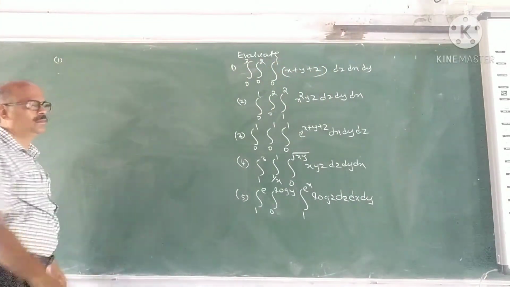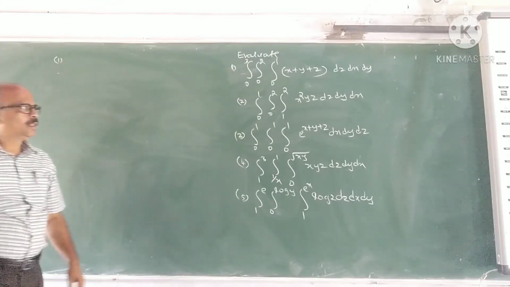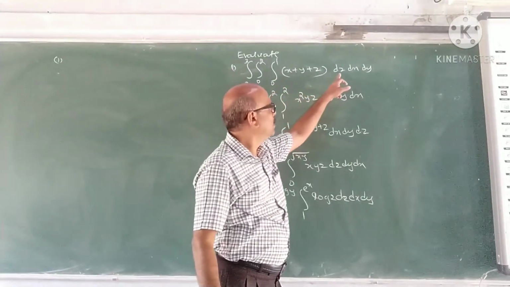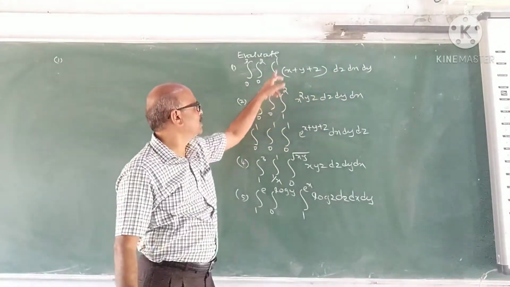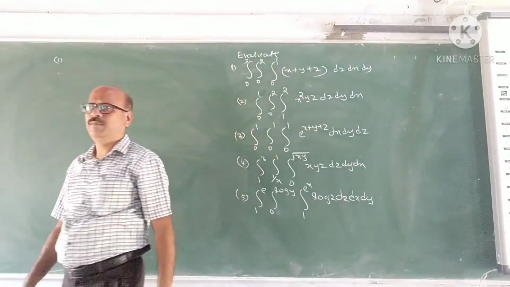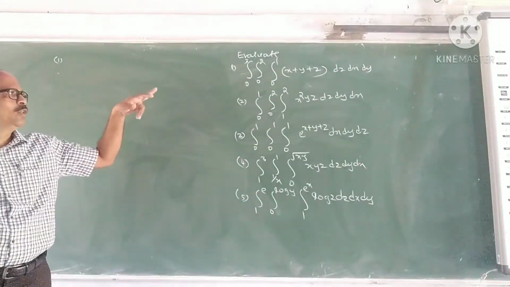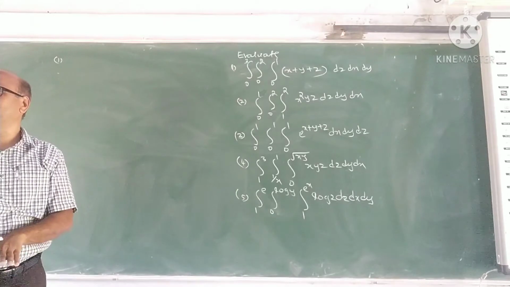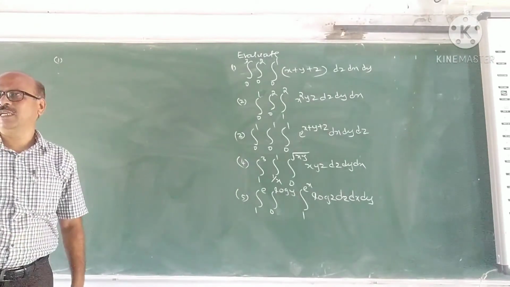First one. See the order of integration here: you have to integrate with respect to z first. And what are the limits assigned to z? 0 and 1. Next integrate with respect to x. Limits are 0 and 2. Finally integrate with respect to y. Limits are 0 and 3.